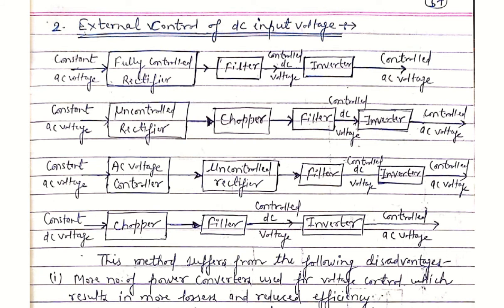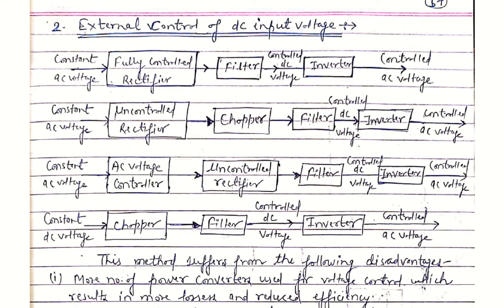Again, this is a control, because the AC controller is controlling; by varying the firing angle of this AC voltage controller, we control the DC input voltage to the inverter. The fourth one is the chopper. A constant DC input voltage is applied to the chopper, which provides the controlled output voltage, a DC output voltage filtered by the filtering action, and this controlled DC input voltage is applied to an inverter input to obtain the controlled AC output voltage. So these are the external controls of DC input voltage.